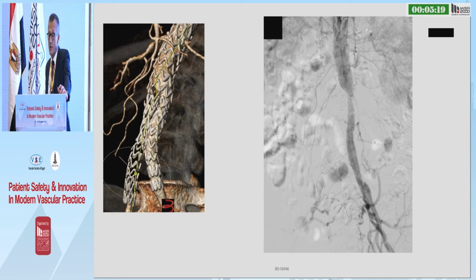This is another case, from my hospital. It's a chronic occlusion, over 6 months, of this right iliac limb.